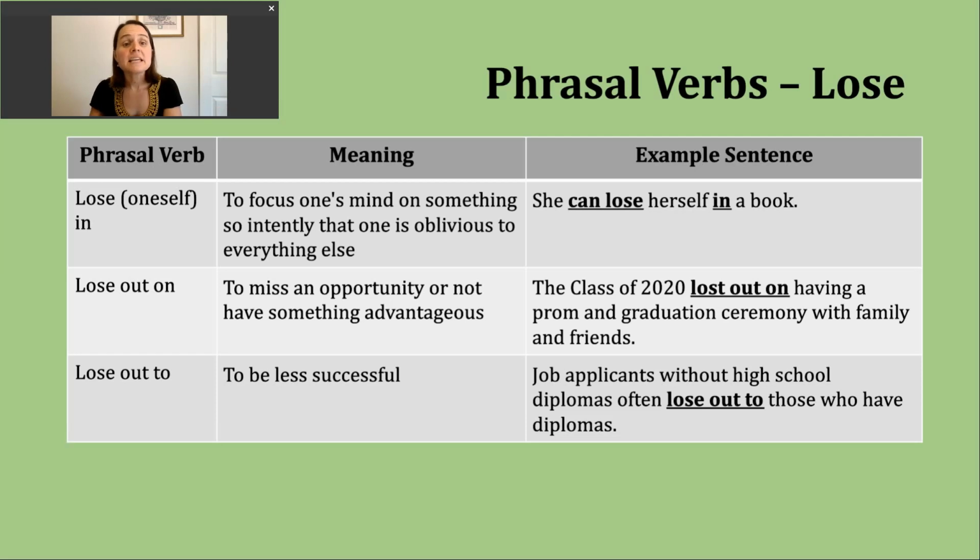Okay? This particular phrasal verb means that someone's mind is so focused on a particular thing that they kind of don't know what's going on around them. Our definition here says oblivious, so kind of unaware, not paying attention to things that are happening at the same time around them. Let's look at an example of this in a sentence that maybe will help us understand the definition. She can lose herself in a book, right?